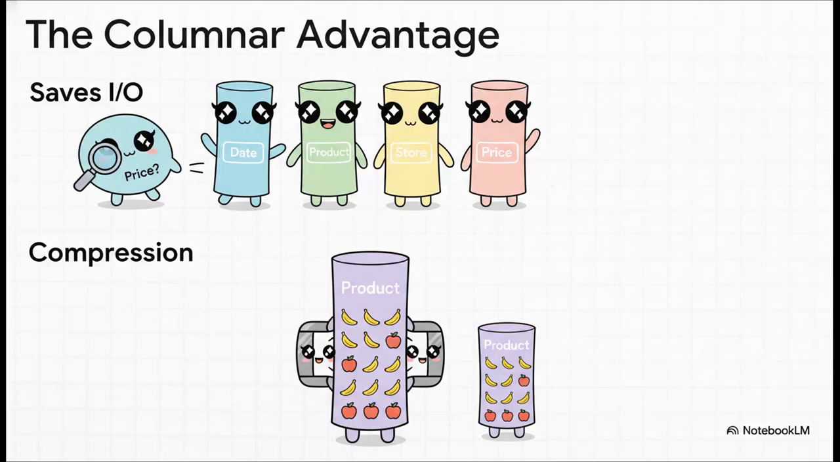And this is a total game changer for two big reasons. First, a query that only needs the price can now completely ignore all the other columns, which saves a huge amount of work. And second, if you think about it, data within a single column is often super repetitive. Like a column of product names might just be banana and apple over and over and over. This repetition allows for incredible data compression, which makes the data smaller and even faster to scan through.